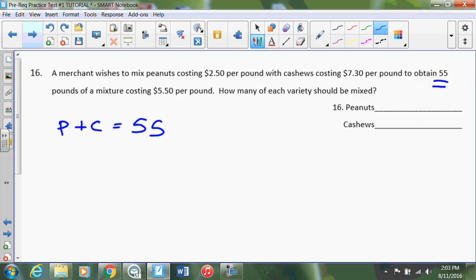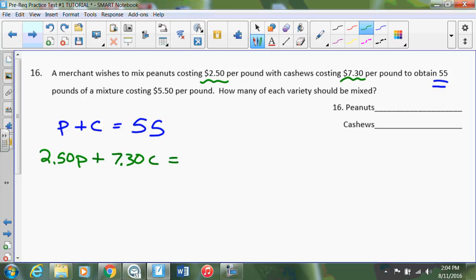We've got the dollar amounts. So we're going to combine. We've got peanuts costing $2.50. Okay, that makes sense. So I'd put the 250p, because depending on how many pounds of peanuts I put in, each pound is going to cost $2.50. And I'm going to use this 730 because cashews are way better. No, maybe you like peanuts better, but cashews are pretty yummy, and they are more expensive at Trader Joe's. So 730 times C, that's going to represent that.